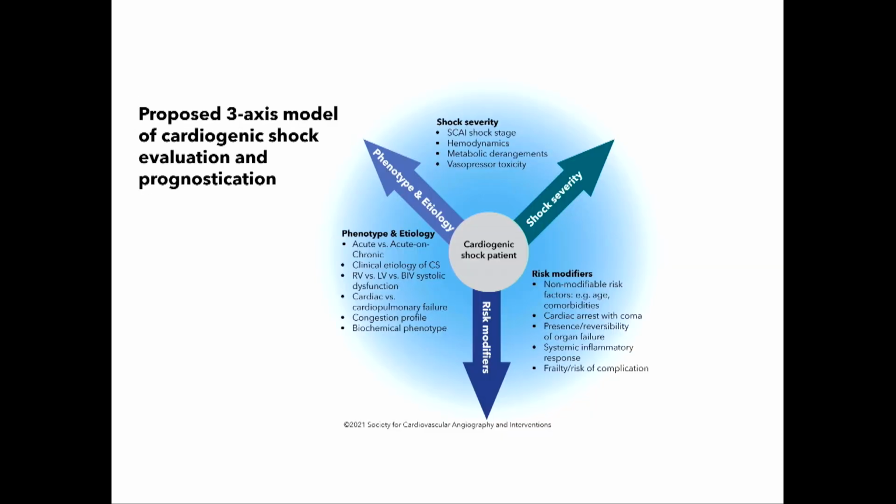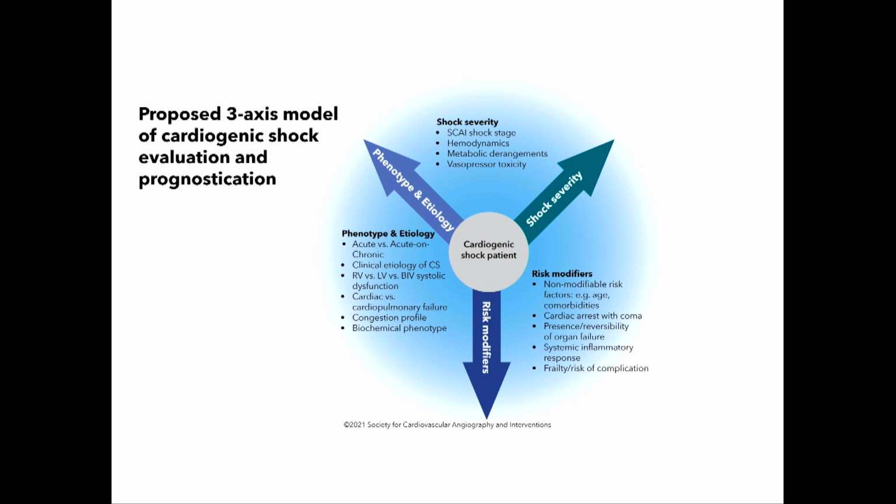And this led us to this three-axis model of other modifiers. And we've known this for some time because there have been lots of different risk scores to try to figure out prognosis in these patients. So there's clearly more than just severity. Severity is on the top there, but we have all these other non-modifiable and modifiable risk factors on the lower right. And we also have this whole developing field of phenotypes and etiology. We do know that an AMI cardiogenic shock is different than acute on chronic heart failure cardiogenic shock.